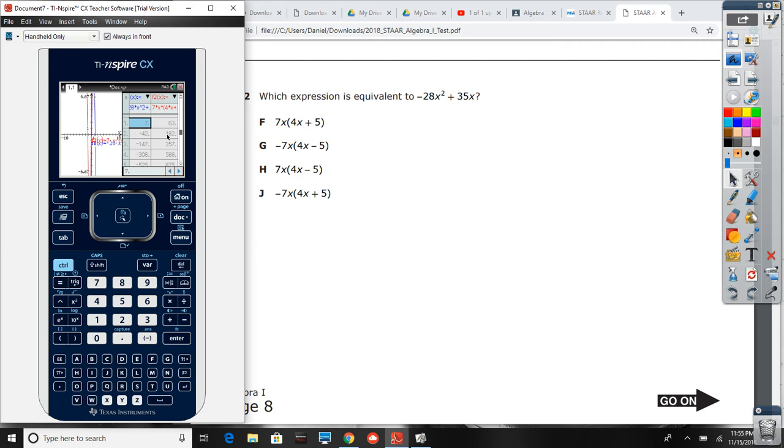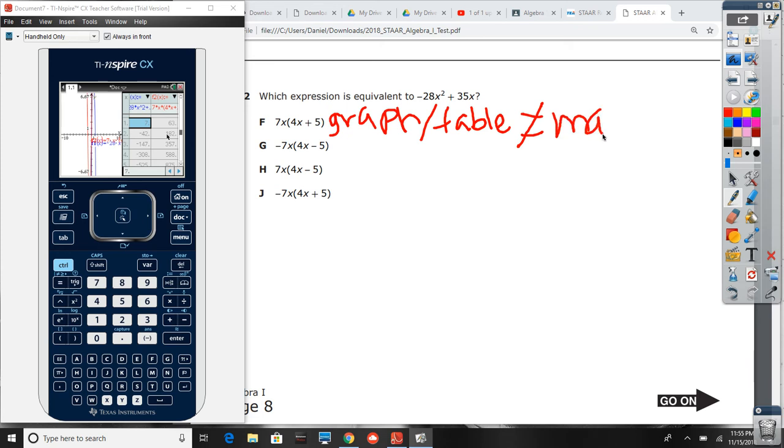So definitely, because the graph and the table don't match, that's why F is not my answer. They're trying to keep it short, but the graph and the table don't match.